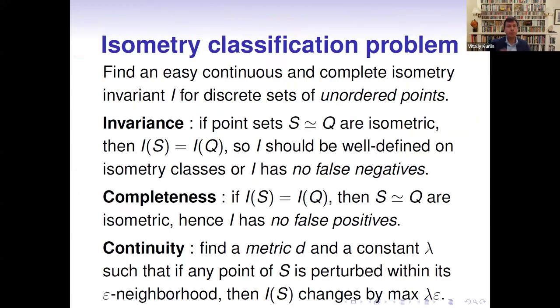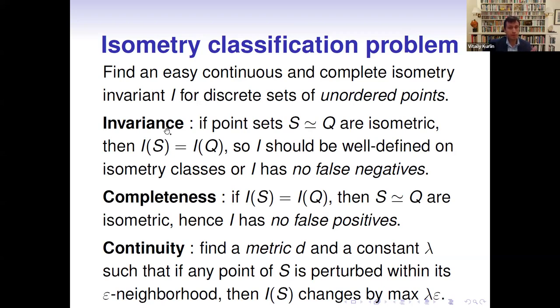Okay, let's now formally state the conditions that we would like to satisfy. So briefly speaking, we would like to find an easy, continuous, and complete isometry invariant for any discrete sets of unlabeled or unordered points. Today we talked about the periodic sets of points. The previous session was about finite sets of points. So this problem covers both cases, but we'll continue talking about periodic sets for today.